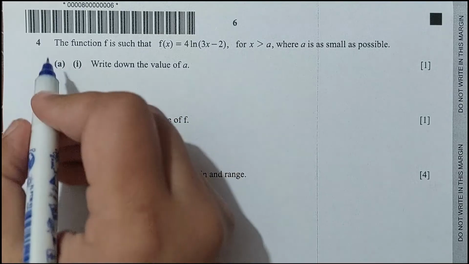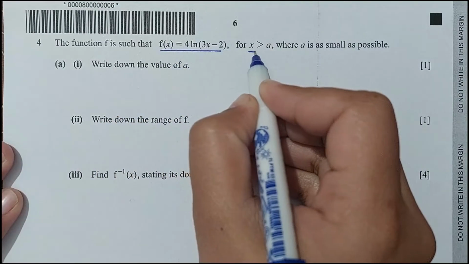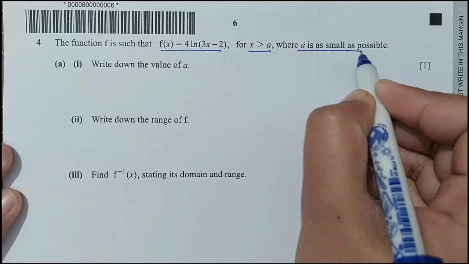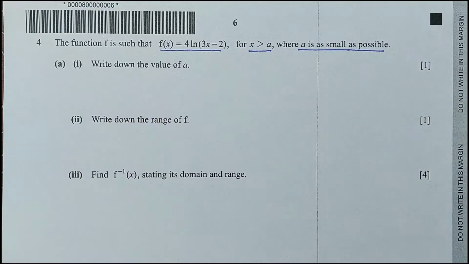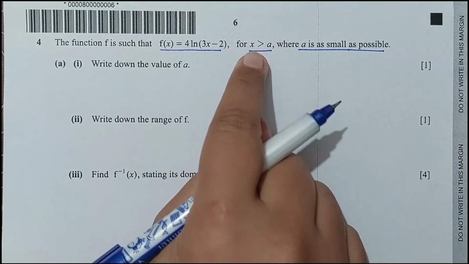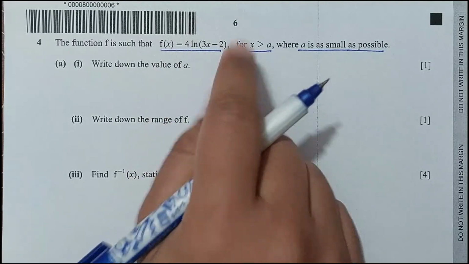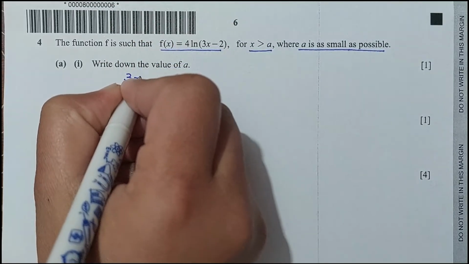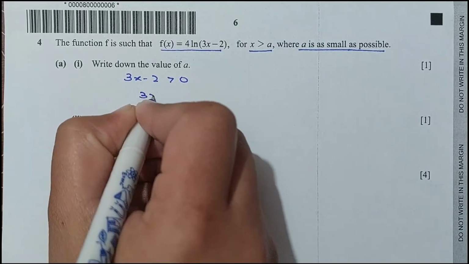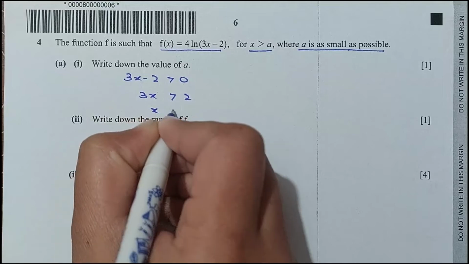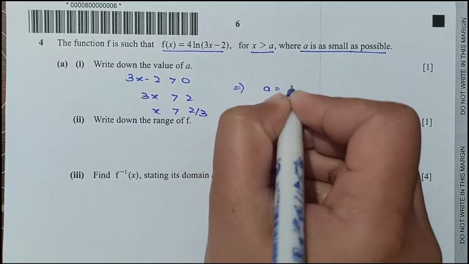Question number 4. The function f is such that f of x is this for x greater than a, where a is as small as possible. Part A1, write down the value of a. So x should be greater than a. That would be the domain, right? So what is the domain of the logarithmic function? The term inside the log should be greater than 0. So we can say 3x minus 2 is greater than 0, x is greater than 2 by 3. So x is greater than a, so from here the value of a is 2 by 3.